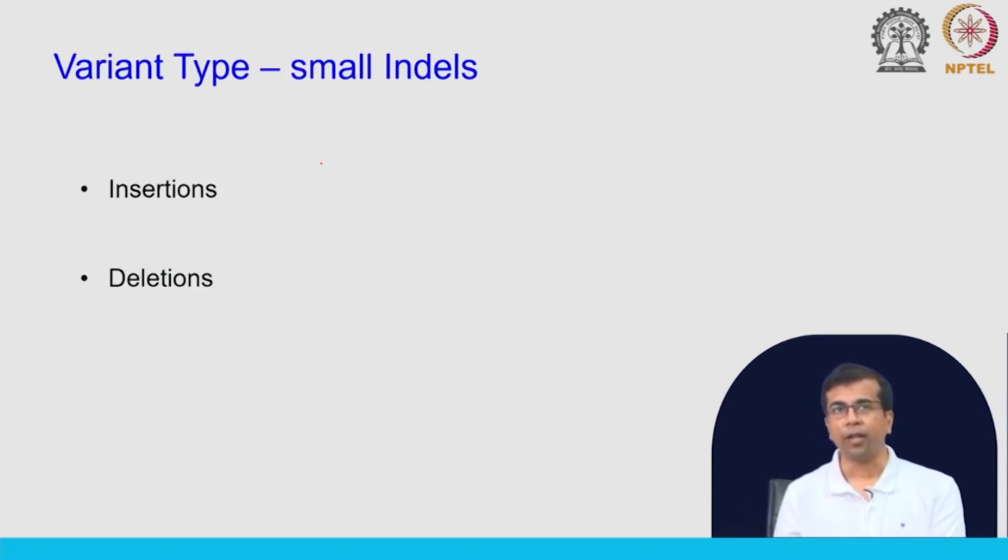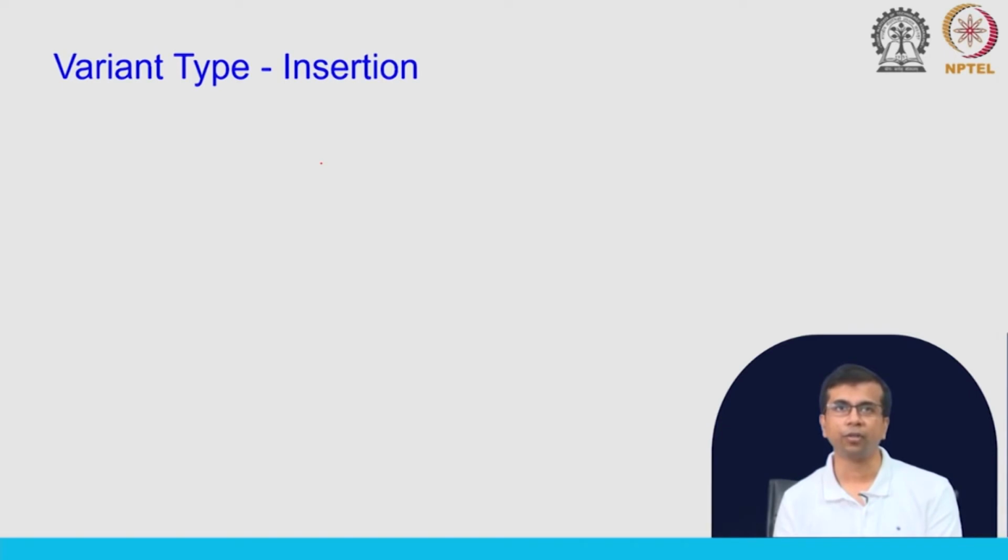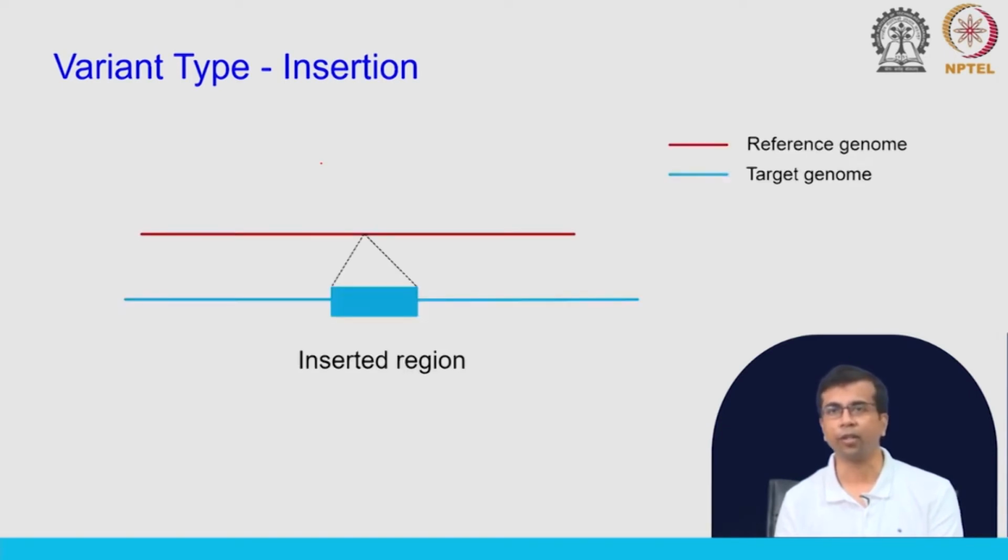Okay, so, now we come to the next variant type, which are small indels. So, we can see insertions and deletions. So, let us talk about insertions. We are talking about small insertions and deletions mostly, right. You can have very large scale ones that will actually come under the structural variations. So, small means 8, 10, maybe 8, 10 base pairs or at most, not more than that.